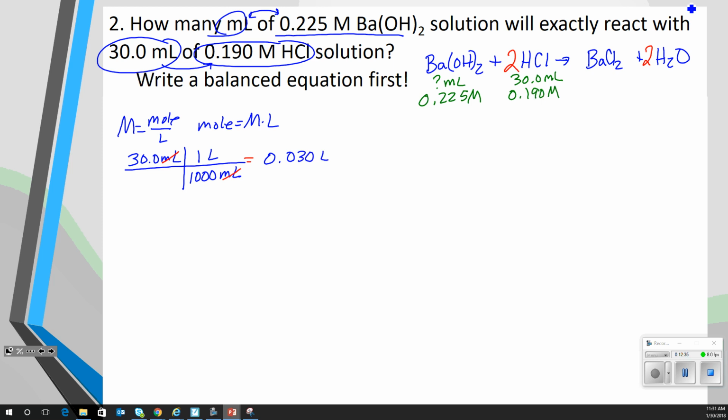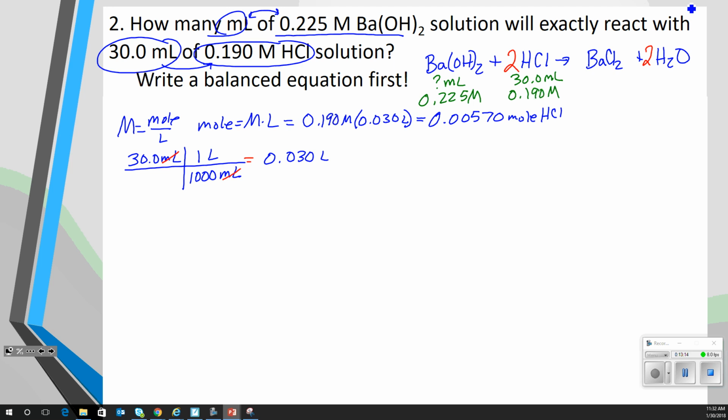Then I just plug in. So up here in this equation, I'm plugging in molarity, which is 0.190 molar, and multiplying it by 0.030 liters. And how many moles does that give me? 0.0057 moles, and that was moles of HCl, right? Everybody following so far? If I'm going too fast, tell me to slow down.